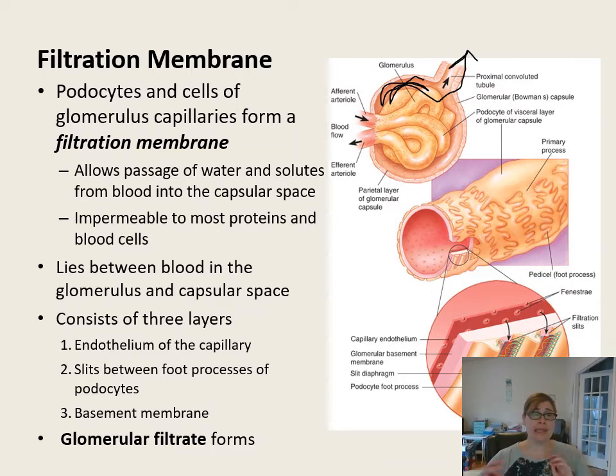So there's 3 main layers that are involved with this filtration membrane. One is the endothelium of the capillary, which is the epithelium on the inside. That's what endothelium is. And then we have slits, which form almost like pores. And then we have a basement membrane, which is like a connective tissue type membrane.